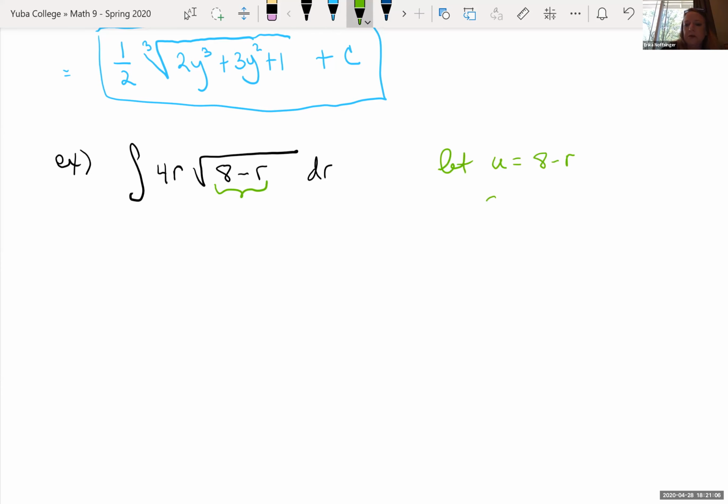So the derivative of u, du, is equal to the derivative of 8 minus r, which is -1 dr. So dr is equal to -du. So rewriting this, we get 4r square root of u times -du.